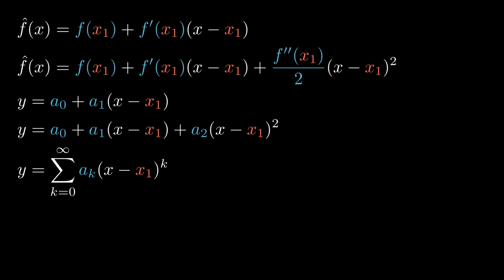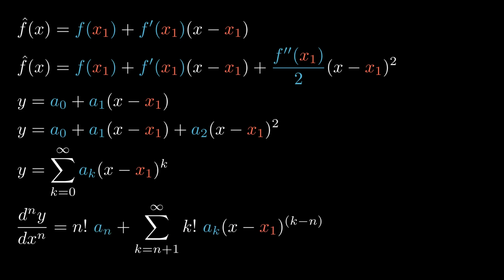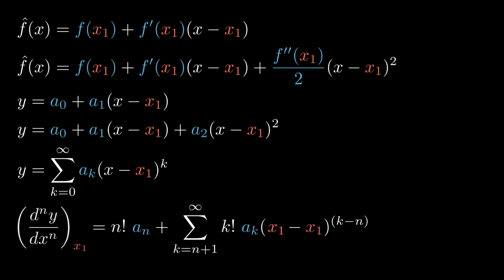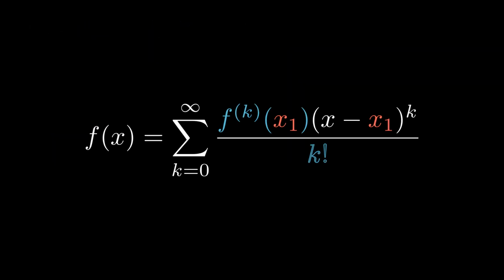And this is the final insight. Notice that if we differentiate the polynomial n times, it eliminates the first n terms and we can pull the first term out of the summation, and it doesn't involve x at all. So if we plug in x1 for x, every single remaining term goes to 0, and we get an expression for an. And just like that, we rediscovered the Taylor series.